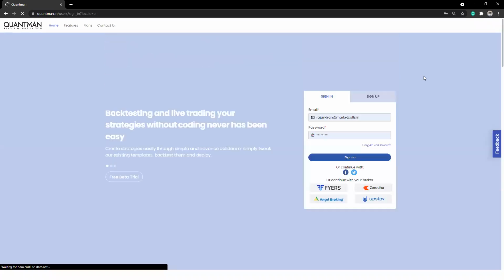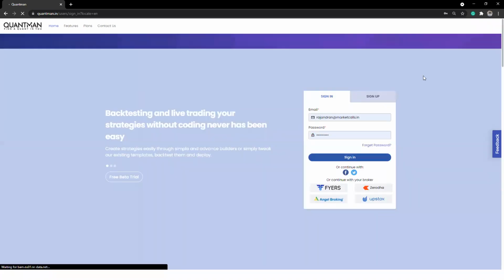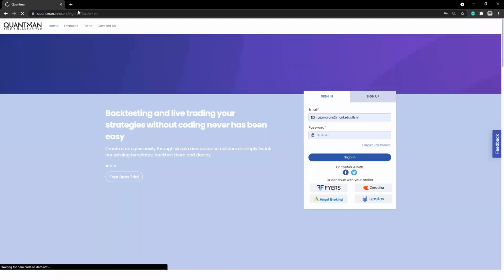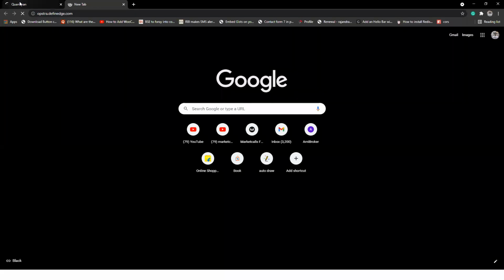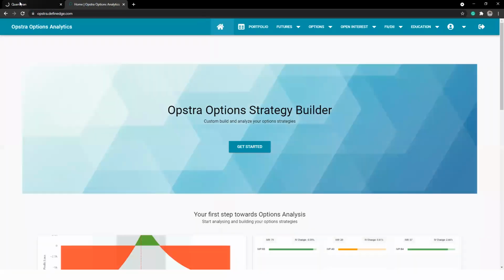System is a bit slow here. And also I'm going to look into another tool, Obstra. So the Obstra, I'm going to use it for a different style of backtesting, particularly for options, positional backtesting. I'm going to do that with that.